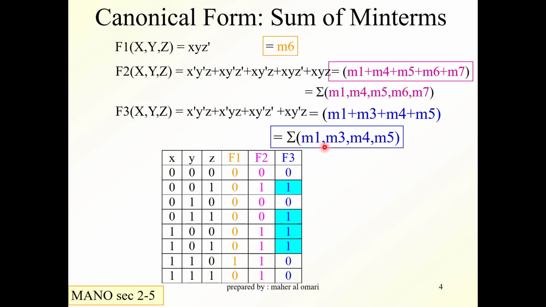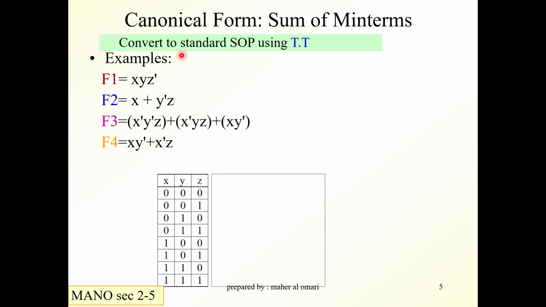F3 is minterms 1, 3, 4, and 5. Okay, convert to standard sum of products using the truth table.